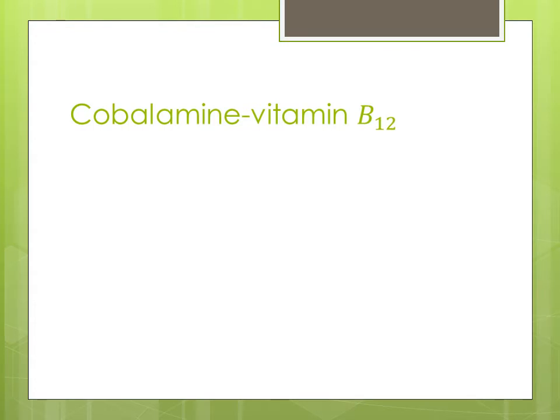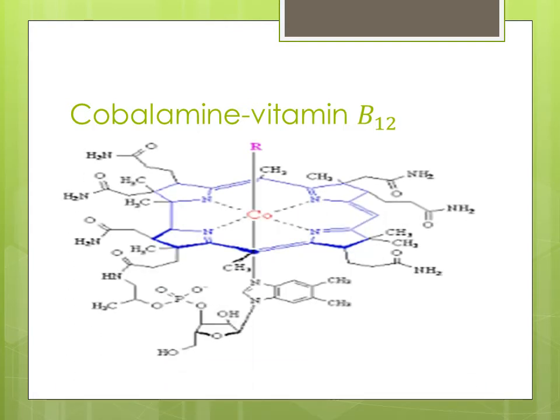So this is one of the best examples of a coordination compound. Another example is cobalamin or cyanocobalamin, which is otherwise called vitamin B12. In this compound, cobalt acts as the central metal ion and is surrounded by ligands. This can also be very helpful for human beings.